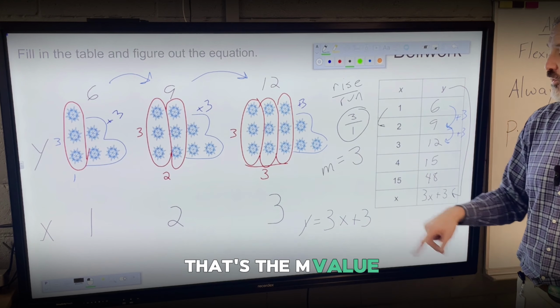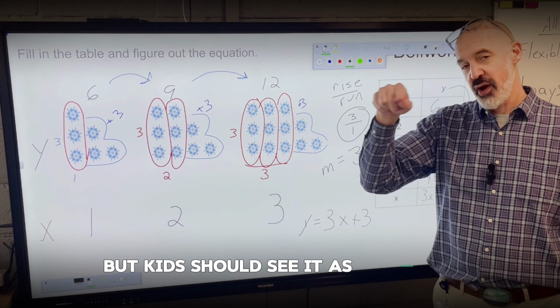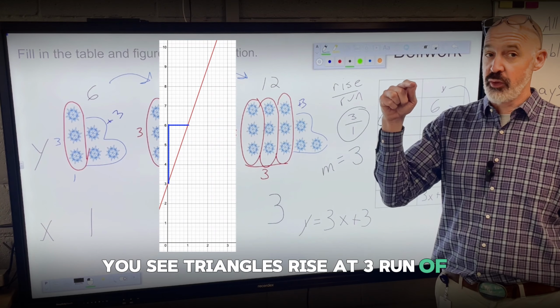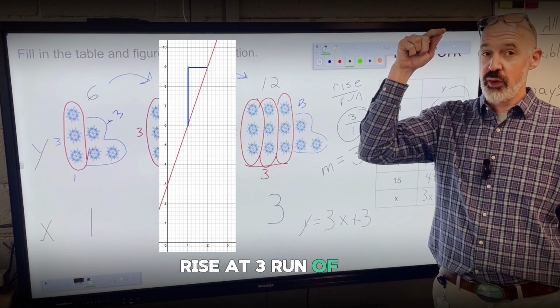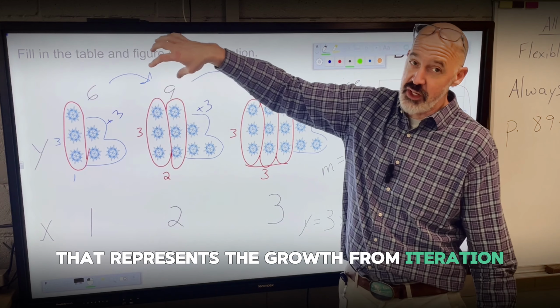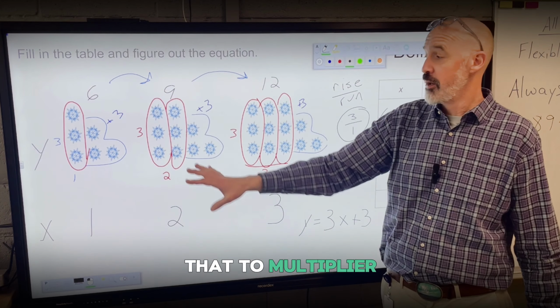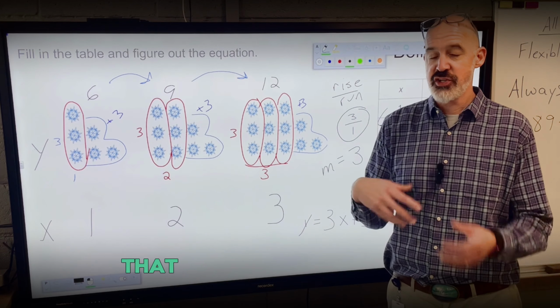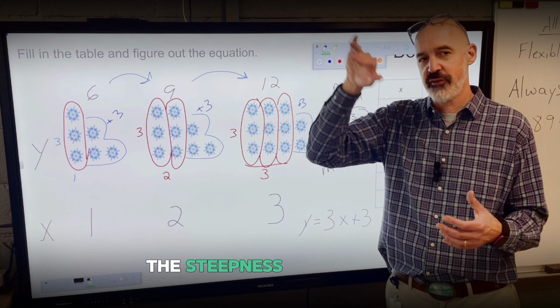That's the m value. But kids should see it as triangles. Look at the graph now, you see triangles, rise of 3, run of 1, rise of 3, run of 1. That represents the growth from iteration to iteration. That's a multiplier. Remember, we're multiplying the iteration number by 3 every time, that shows up in the graph as the steepness of the slope.